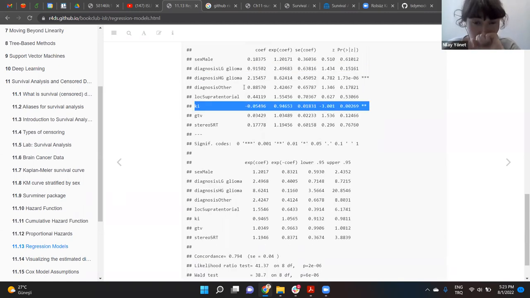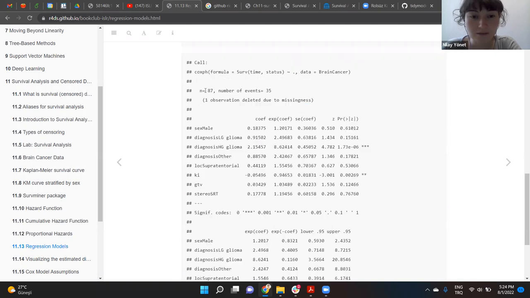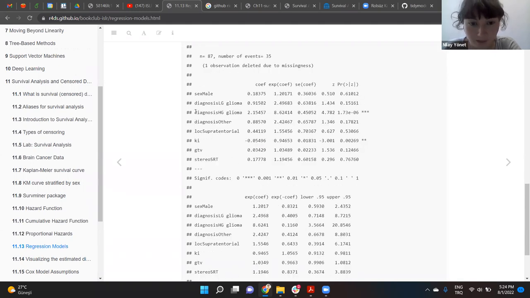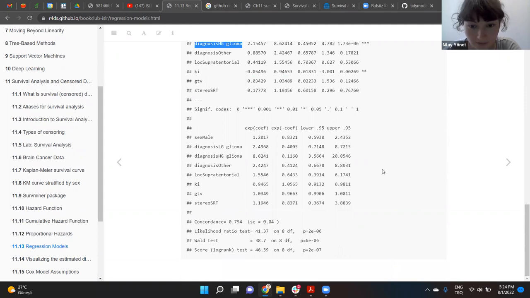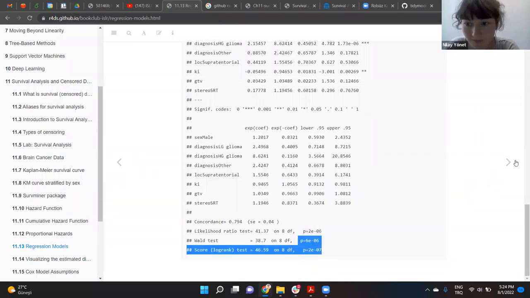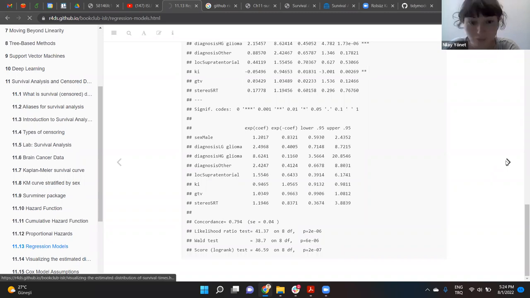And I suppose this is the diagnosis of HG glioma. And when we have this, we can say that this is also very related with survival time. What else? Here we also see the p-values. I suppose we can continue.